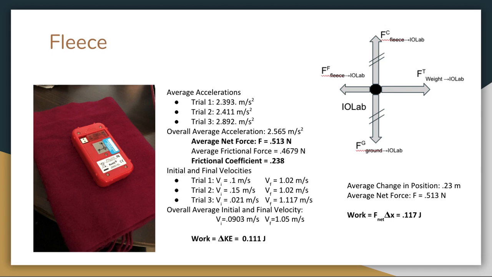For our second set of trials, we pulled an IOLAB across a fleece scarf. We expected the fleece frictional coefficient to be in between those of the other 2 trials, and the average work done for this trial ended up being around 0.114 joules.